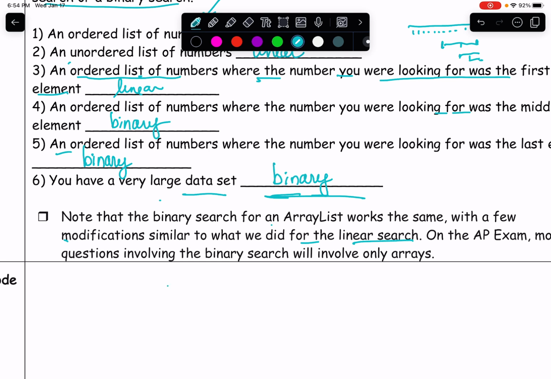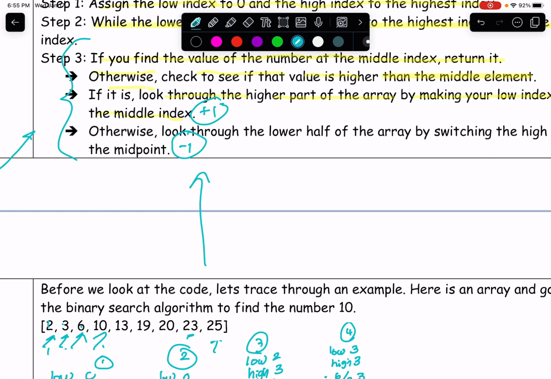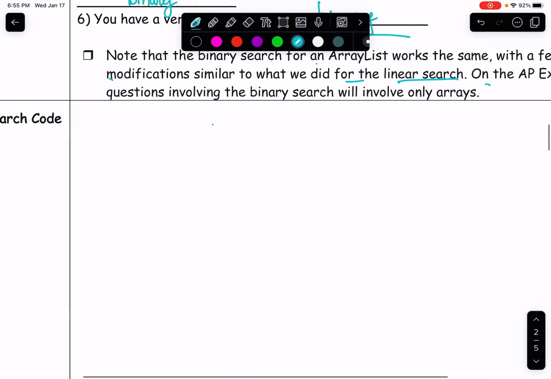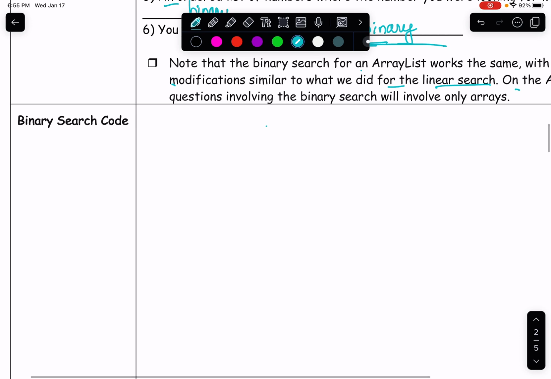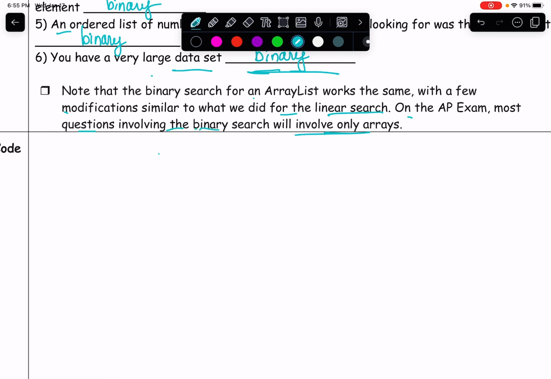So if we go back and we look at our code, or our algorithm, and we put it into an array list, let's see what we get. So we're going to do binary search code, and we're going to do it with arrays, because on the AP exam, most questions involved in the binary search only involve arrays. So you can still figure it out from array lists, but the one you should really understand would probably be the arrays. All right, so we're going to write the binary search code. And so you should be able to reproduce this and understand it.